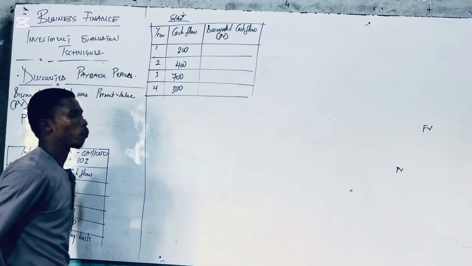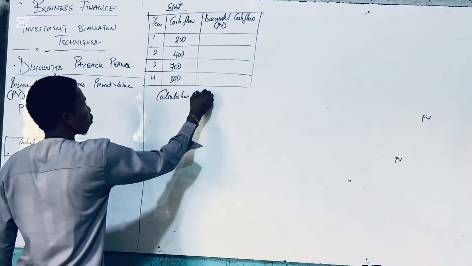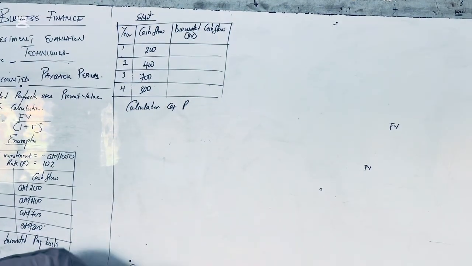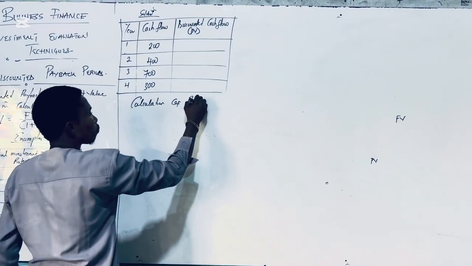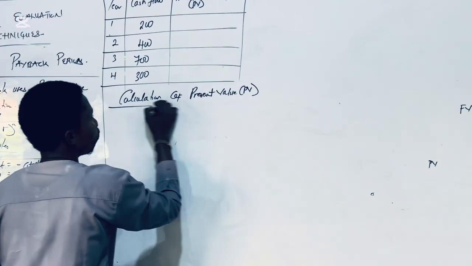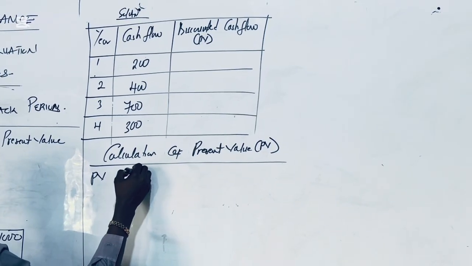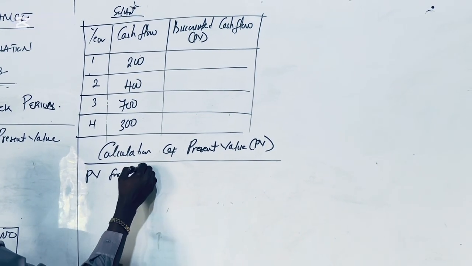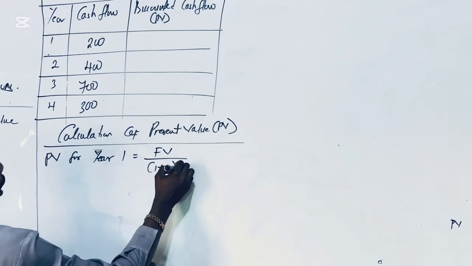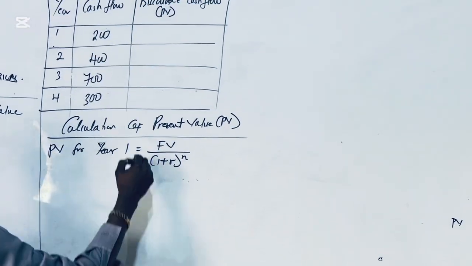So how do we calculate our present value? Remember, we have this calculation of our present value, PV. That is our discounted present value. And we said our present value for year 1 is future value over 1 plus r raised to the power n. So what is the future value for year 1? 200 Ghana cedis.